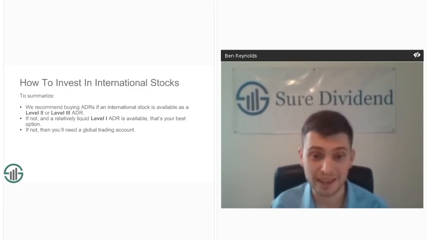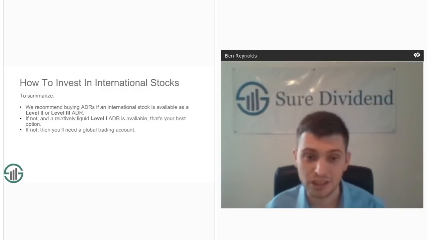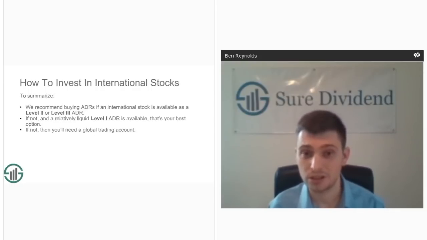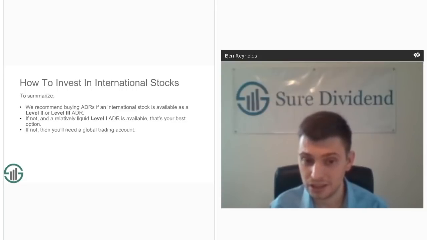We recommend buying ADRs if an international stock is available as a level 2 or level 3 ADR. So again, these are the lower risk ways to invest. If not, a relatively liquid level 1 ADR is available. It can still be a good option, but you really want to check the liquidity there. How many shares are traded every day? What does the volume look like?